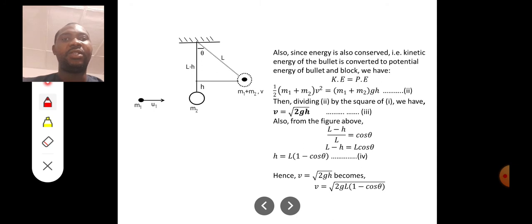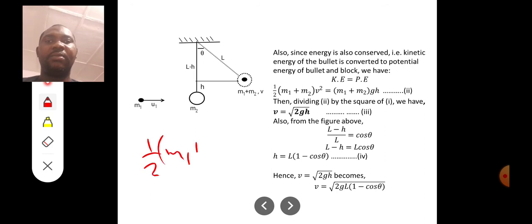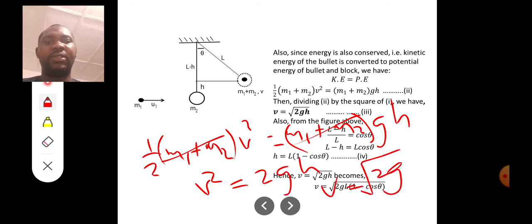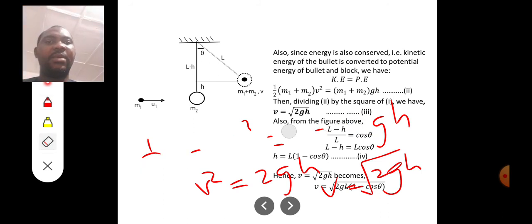Then by the time we resolve that, we are going to get that v is equal to square root of 2gh. Okay? By the time you cancel m1, let's do that quickly. We have half (m1 plus m2)v squared is equal to (m1 plus m2) into gh. m1 plus m2 cancels m1 plus m2. By the time you multiply both sides by 2, v squared will be 2gh. That means your v will now be square root of 2gh. So that is how we came about that.